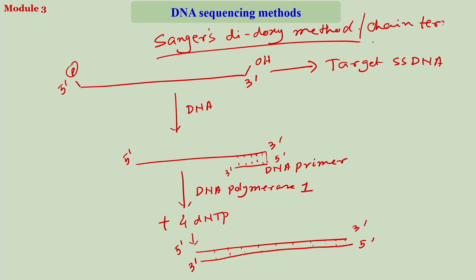Chain termination, because as you have seen, it stops the replication in between. So the complementary sequence, or complementary DNA chain, would be terminated, would be stopped. So that is what the entire idea is.